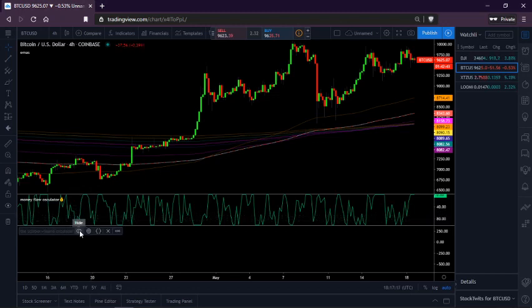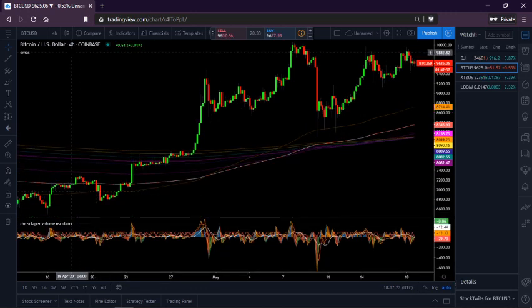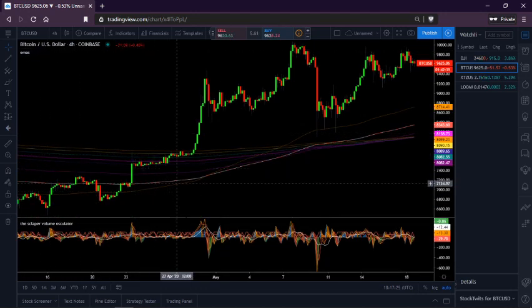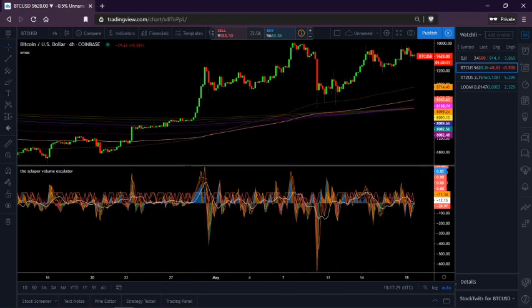Then this one is a multi-layered type. So let me close this one. Let me get these EMAs off. Or no, I'm gonna leave them. All right, so we're on Bitcoin, right? If we're looking at this indicator, this is more of a complex kind of indicator.